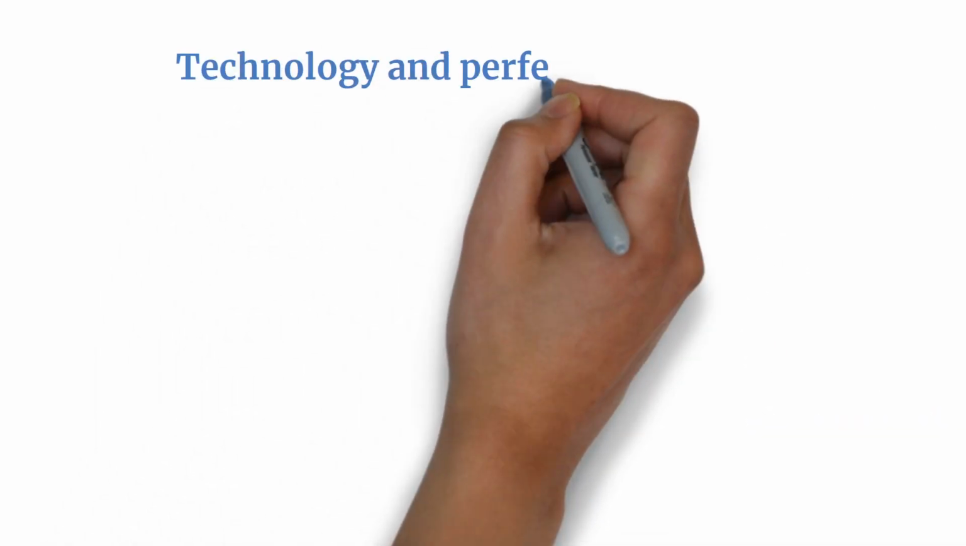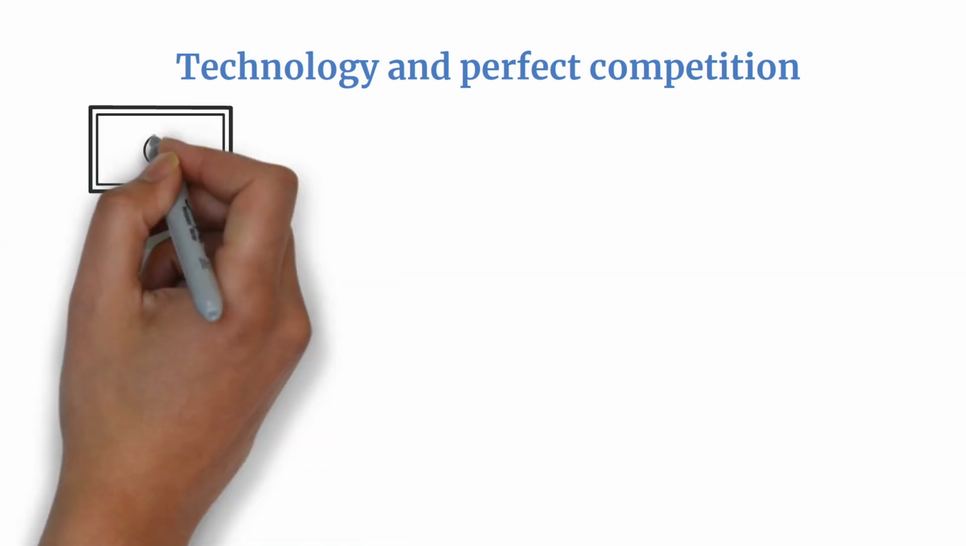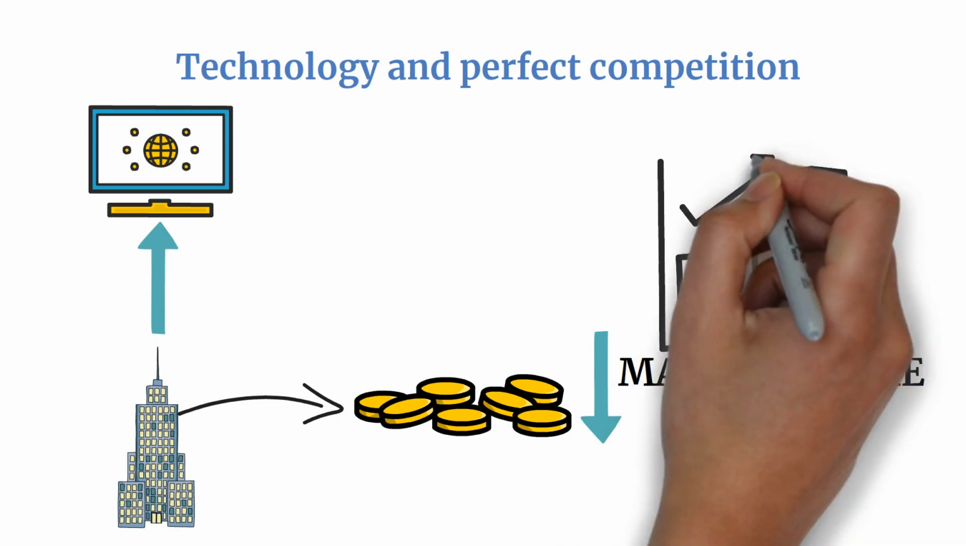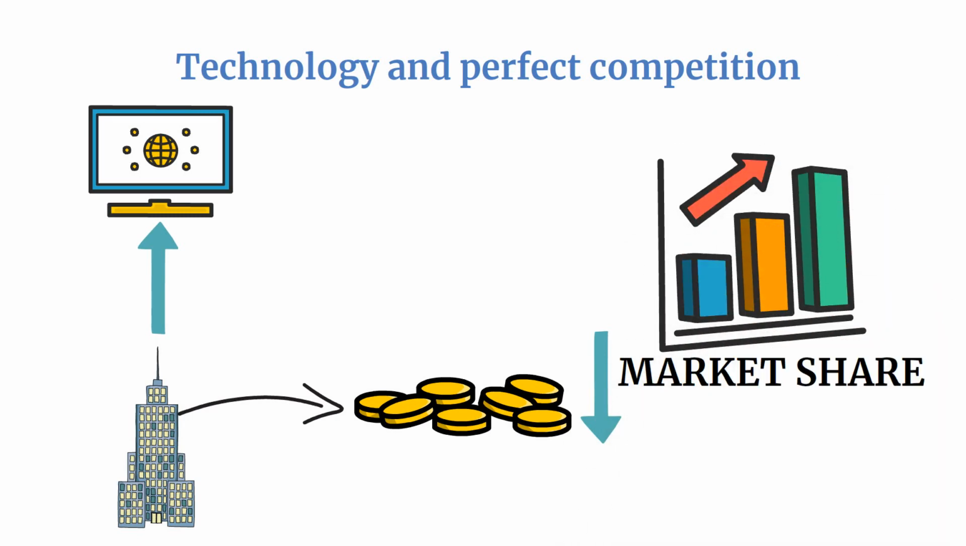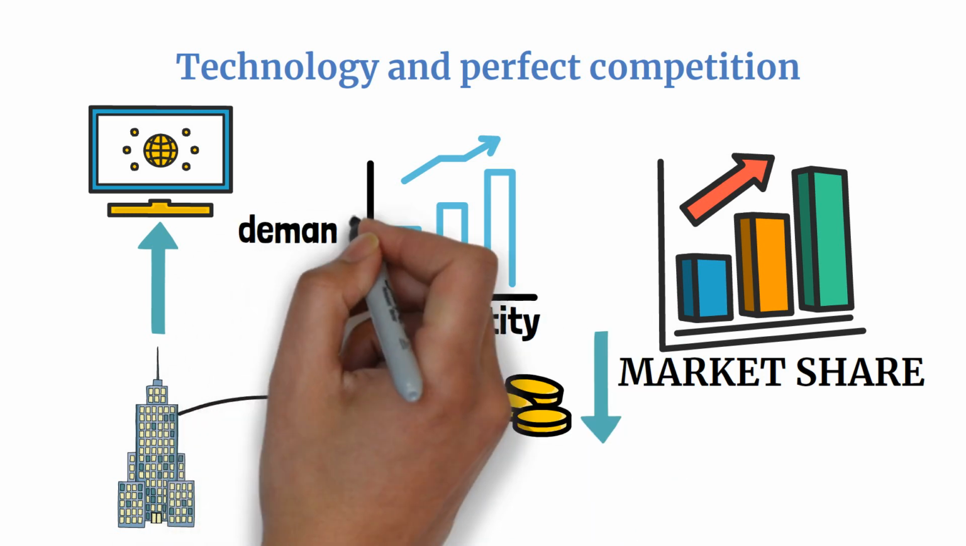Technology and perfect competition. Companies seek technology to gain a competitive edge. It may be to lower the cost of production so that they can lower their price and gain market share. It may also increase the quantity of units produced to increase supply to meet demand.